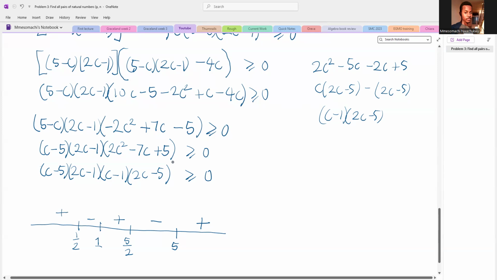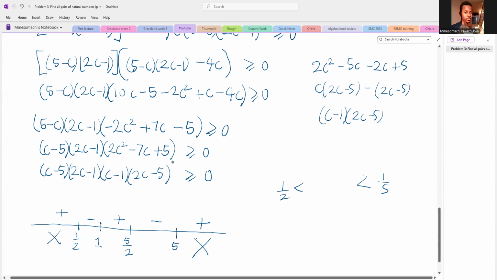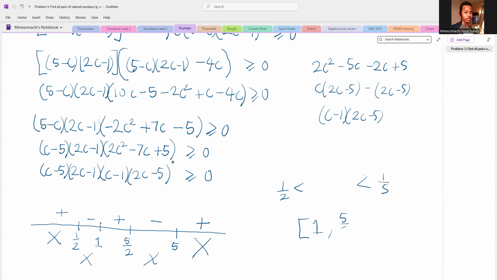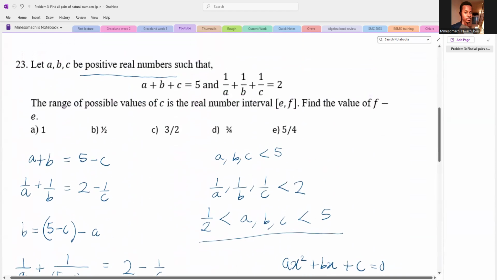Recall we want positive real numbers, and we said that each of the numbers is in between half and 5. The fact that they are in between half and 5 means this region is invalid, and this region is invalid. So c must be in the range 1 to 5 over 2. The length of that range is 5 over 2 minus 1, which equals 3 over 2. Let's scroll up and look for our answer. That is option C, 3 over 2.